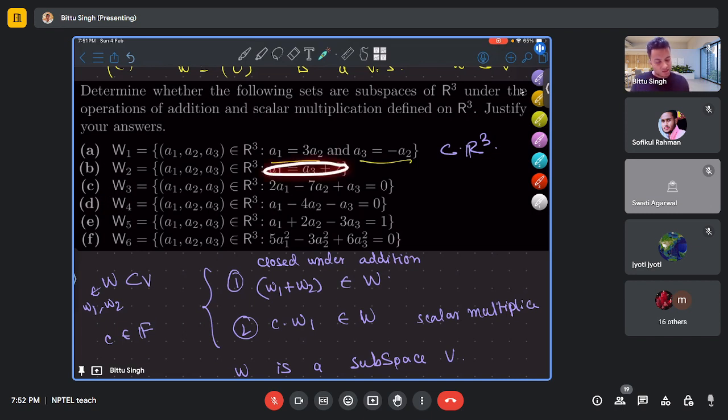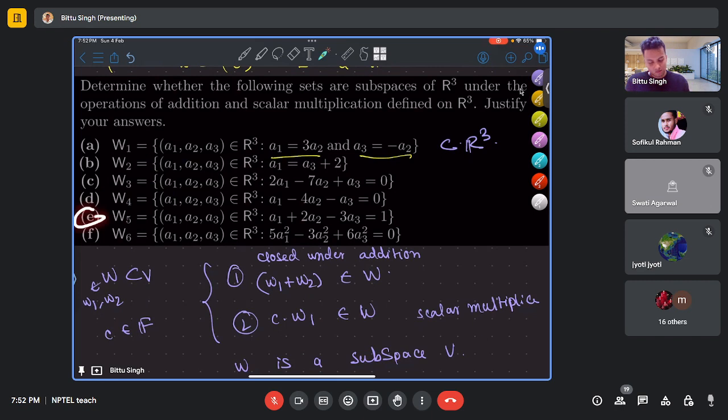This linear equation will give a plane which passes through the origin. And any plane that passes through the origin must be a subspace. You can check all the properties are satisfied.